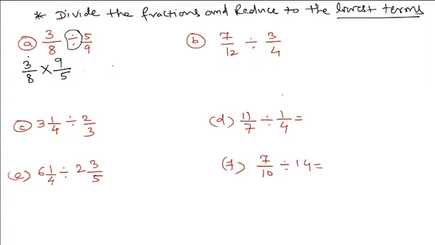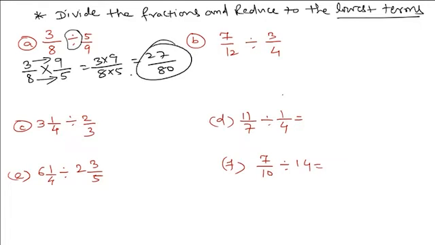Now if they divide, then only we can cancel. Otherwise, we can multiply denominator with denominator and numerator with numerator. Here, no number is divisible because these are all different numbers. So I write here 3 multiplied by 9, 8 multiplied by 5, 27 by 80.